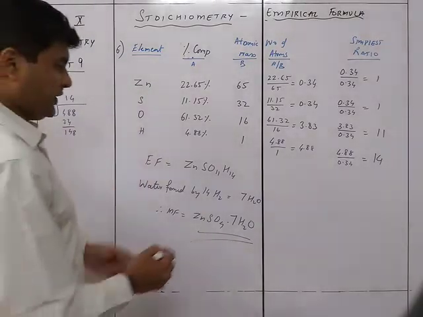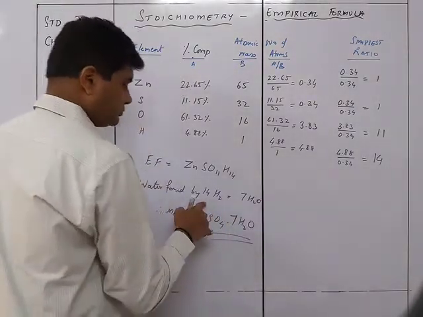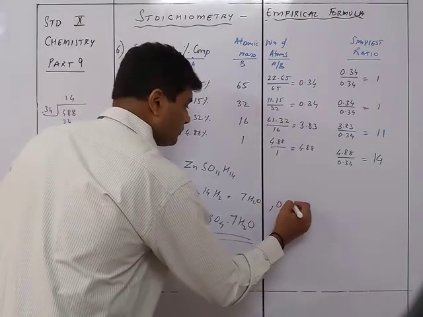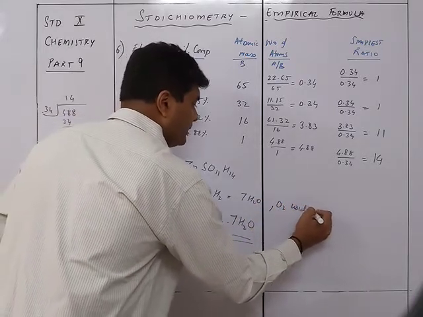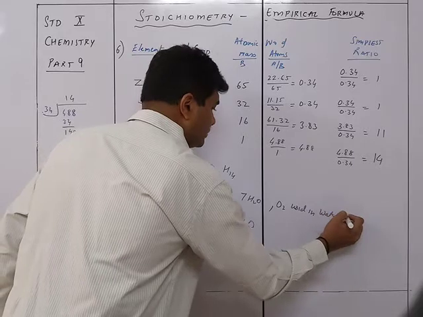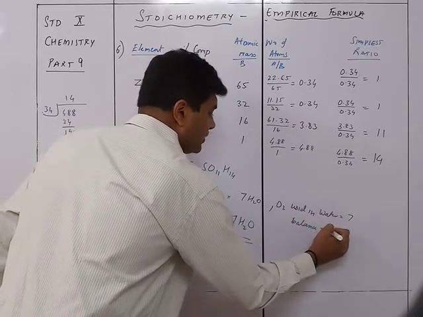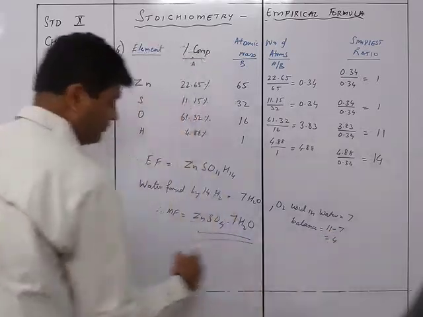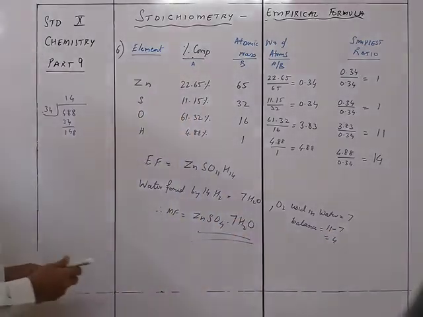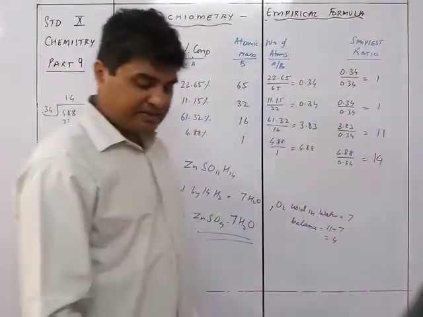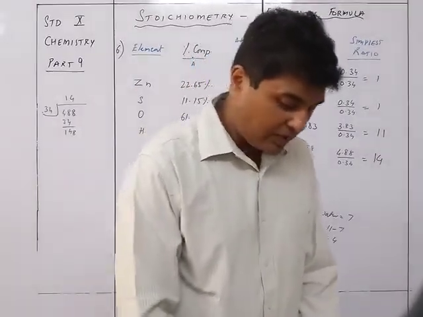Got it? So you can write over here: O used in water is equal to 7. Balance is equal to 11 minus 7, which is 4. Therefore, ZnSO4 dot 7H2O. That was sum number 6. Now we move on to sum number 7.